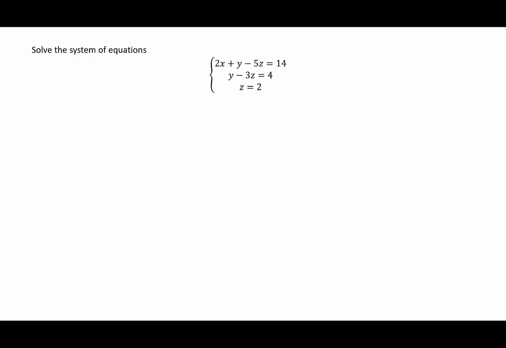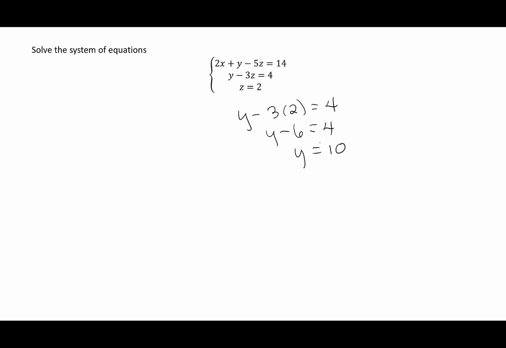So we're going to start with the simplest thing I can think of, which is just a little backward substitution. So I have 2x plus y minus 5z is 14. I have y minus 3z is 4, and I have z is 2. So because I know what z is, I can put it into the second equation. So I'll have y minus 3 times 2 is 4. This says y minus 6 is 4, so I know that y is 10.